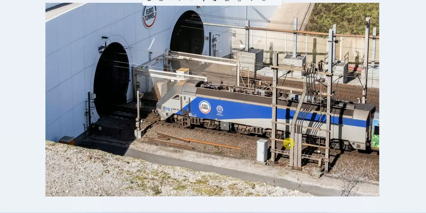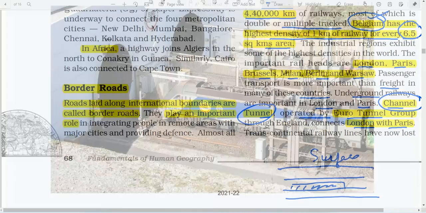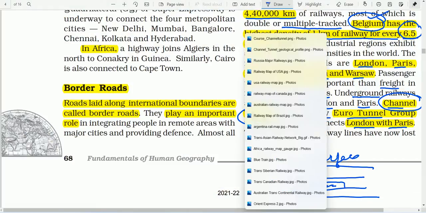This is a photograph showing the Channel Tunnel, the terminal run by Eurotunnel. The train is also known as Eurotunnel. And these are the tunnels, and this is the train. And how it is connected is here. Just see here.